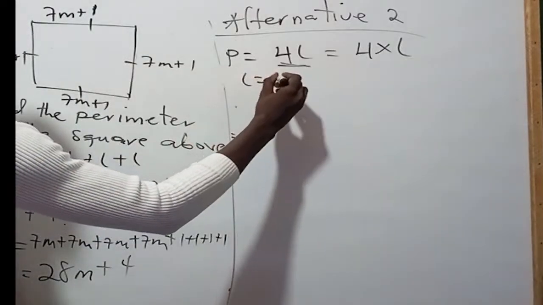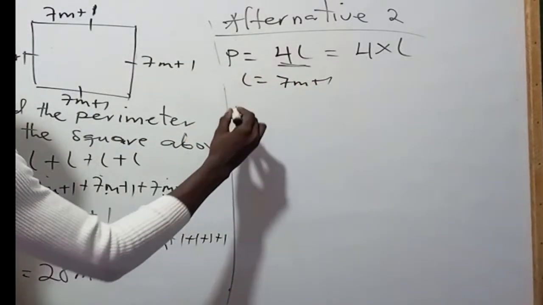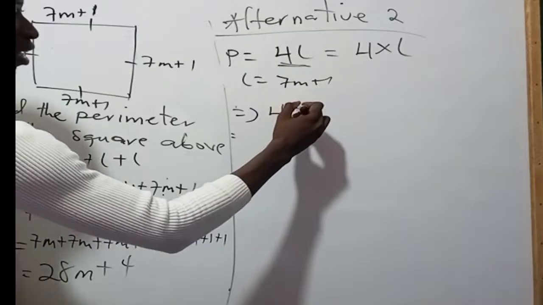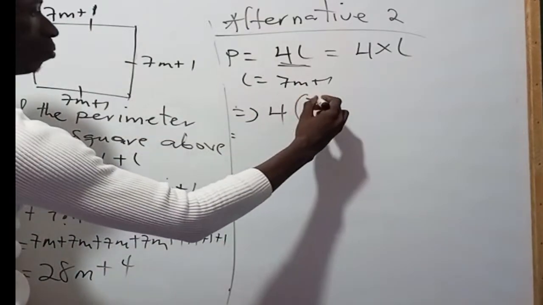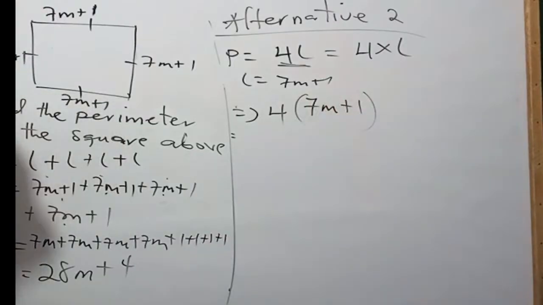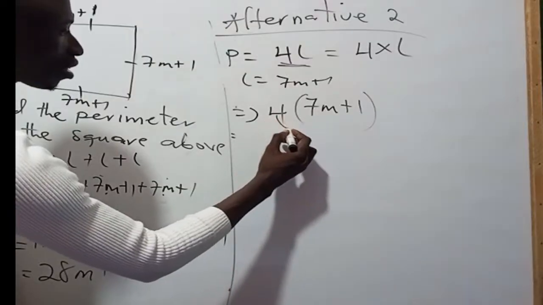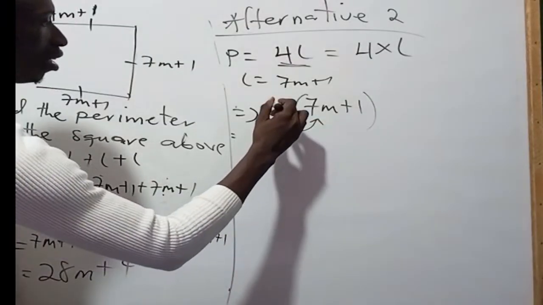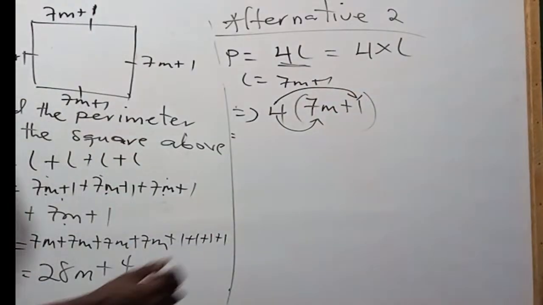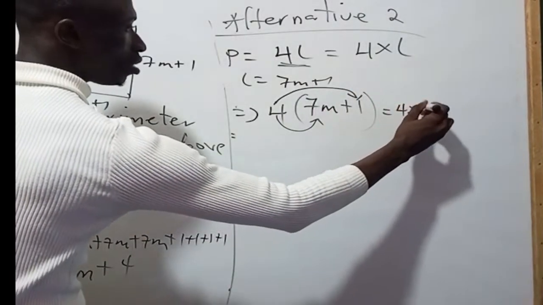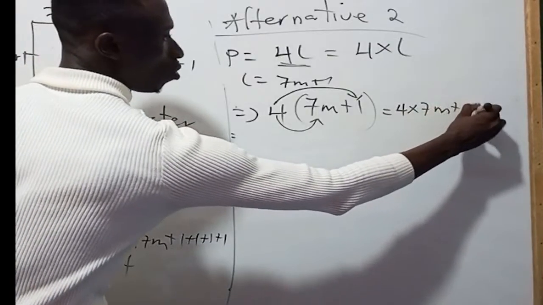L is equal to 7M plus 1. So that means that we have 4 times, you see in the bracket, it means you have 7M plus 1. Okay, and this one means this times this and this at the same time times this. This is the same as 4 times 7m plus 4 times 1.